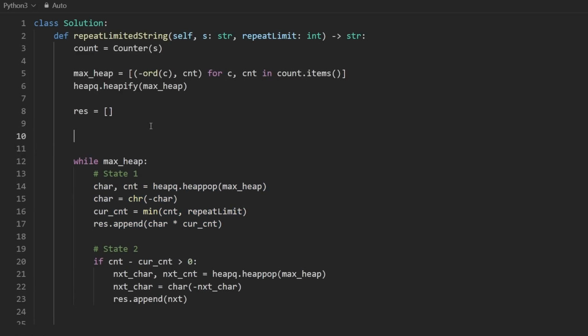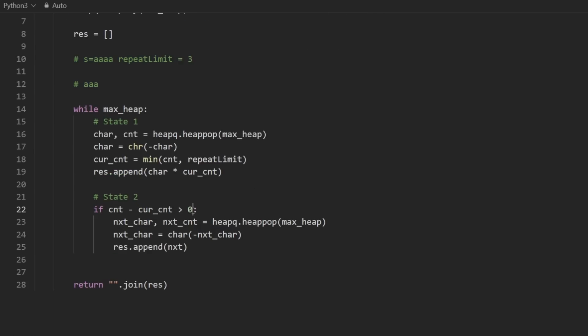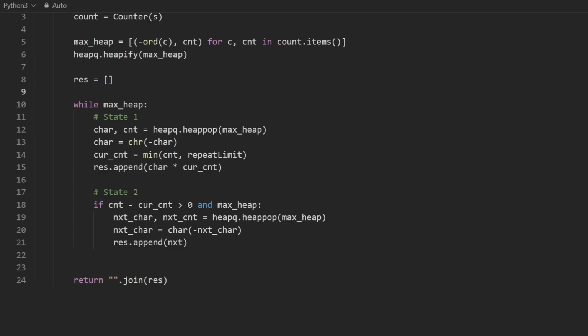For example, what if I gave you a string like this, s equals 4 a's, and the repeat limit is equal to 3? Well, we can't have more than 3 consecutive a's, so what would the output even look like in this case? I didn't mention it earlier, but in the problem description, they say that in a case like this, we can just return AAA. We don't have to use all of the available characters to us. So that's what would happen. In a case like this, if I add a line of code here, another condition, and the max heap is non-empty, then we can basically handle this case. So that's the reason for this.